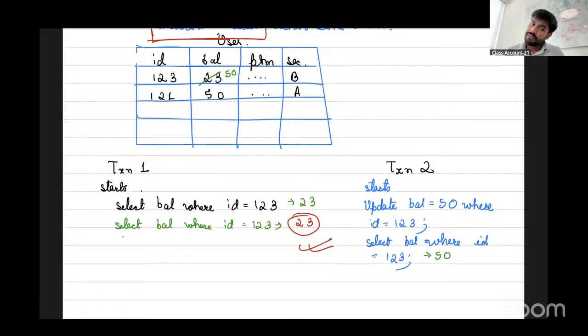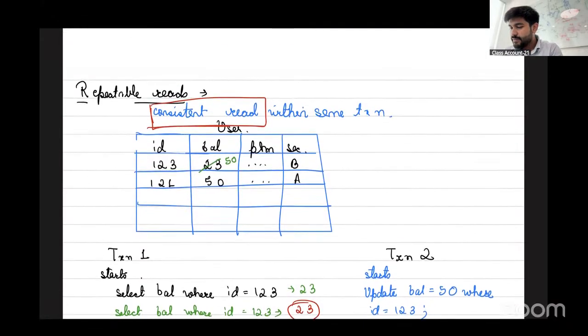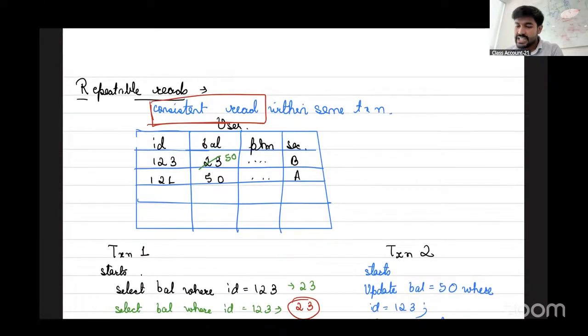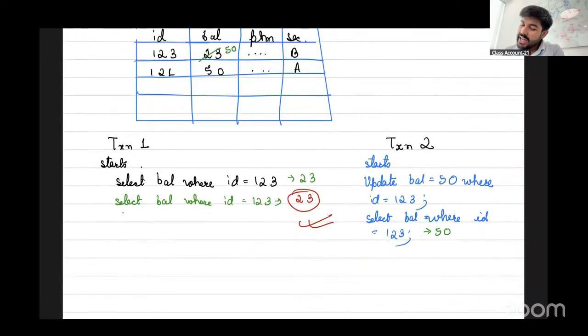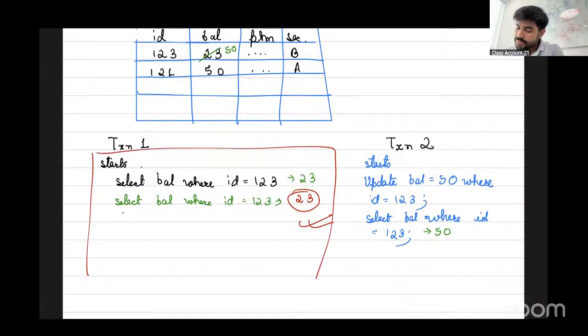It doesn't care. Now let me tell you in a nutshell how this is performed. Whenever the DB's isolation level is set to repeatable reads, it takes a snapshot of the database. It takes a snapshot of the database and uses that snapshot for the entire transaction. It doesn't query into this database. It queries from that snapshot.